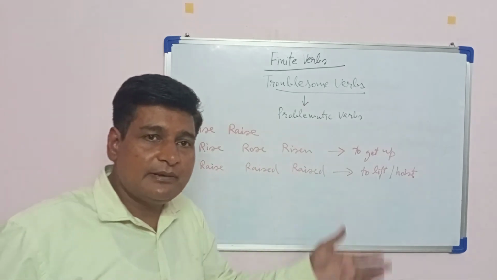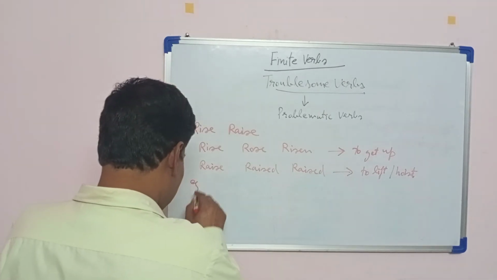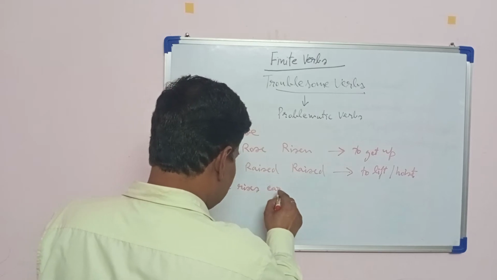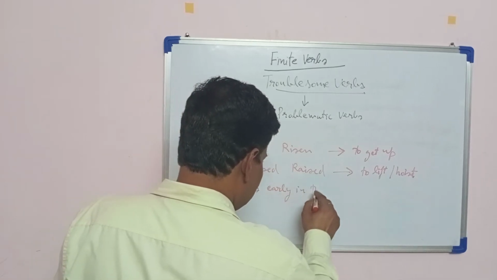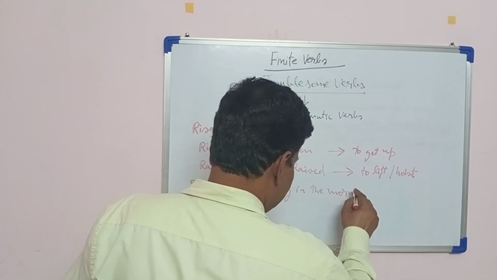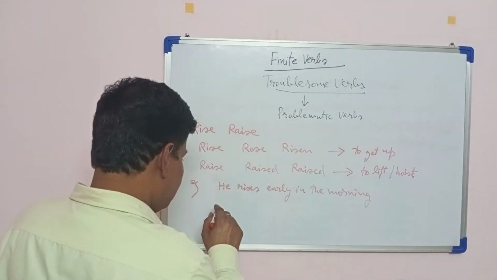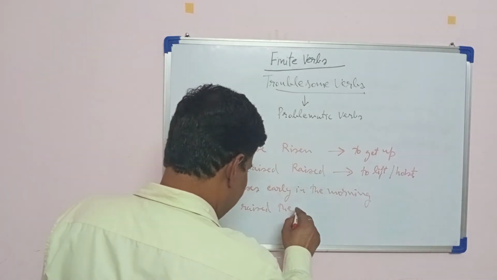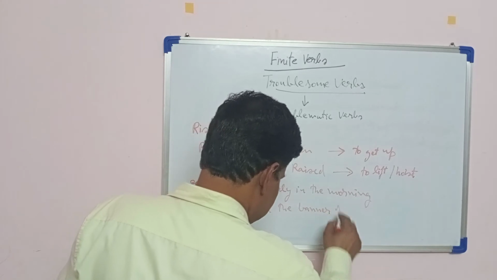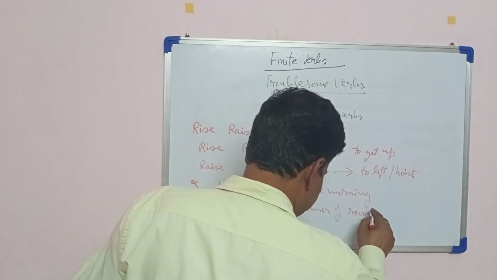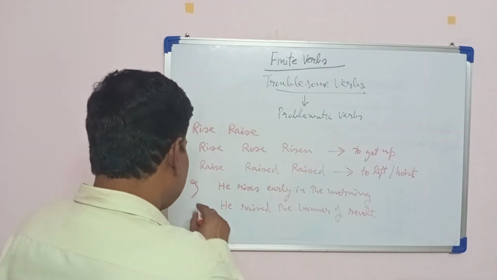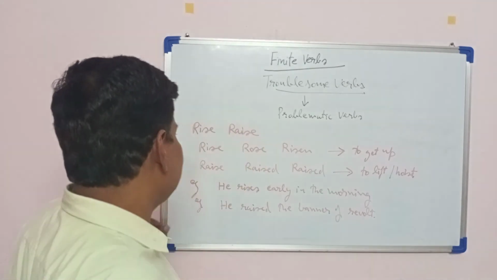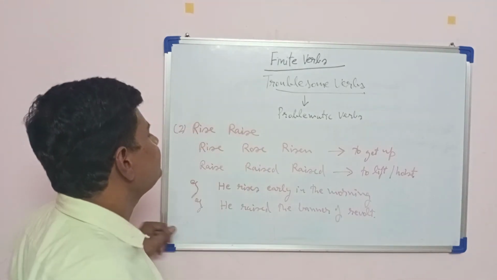So let us see some examples. He rises early in the morning. He raised the banner of revolt. So here these are two examples which differentiate the meaning of rise and raise. This was the second type.